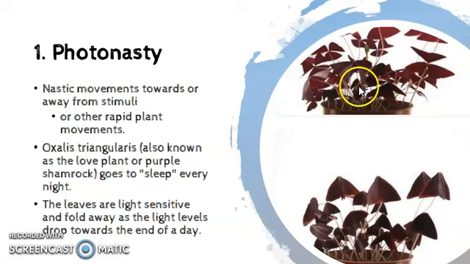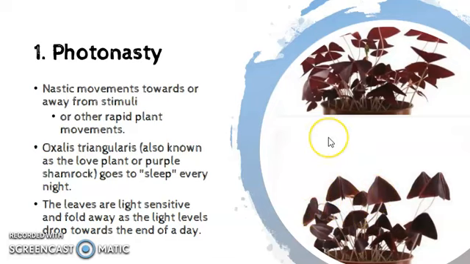Now we want to discuss the response of this plant when it produces the response that we call photonasty. Oxalis triangularis is a great example of a plant that exhibits photonasty behavior. For example, in the figure at the upper part of this slide, it will open up its leaf horizontally in response to the light. But in the figure at the bottom part of this slide, it will close its leaf like an umbrella at night.